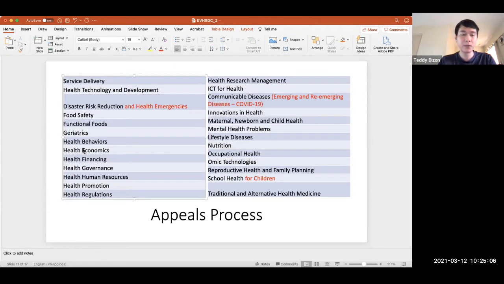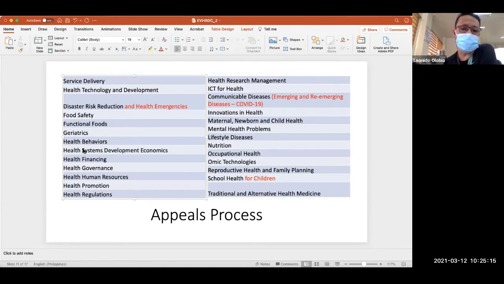Noted on that. So ganyan po ba, sir? Health systems development? Pwede, health systems development. So tatanggalin mo na yung health governance, health regulation, health financing. Okay. Kasi pasok siya dun sa health systems. These are components of the health systems.